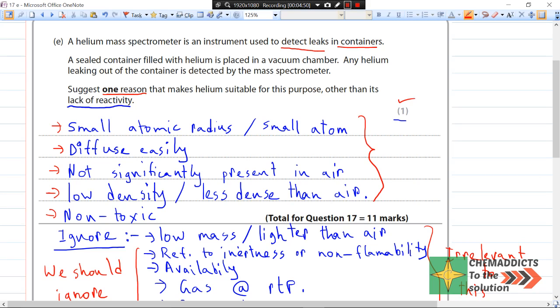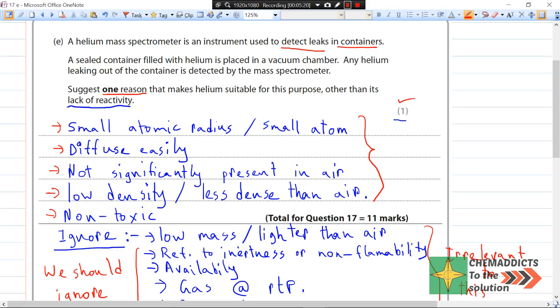Let us move on to another point, which is that it diffuses easily. Since helium has a small atomic radius, it can diffuse easily. Since it has a small radius, the particles are further apart and it can spread easily. So it can be the answer: it can diffuse easily.